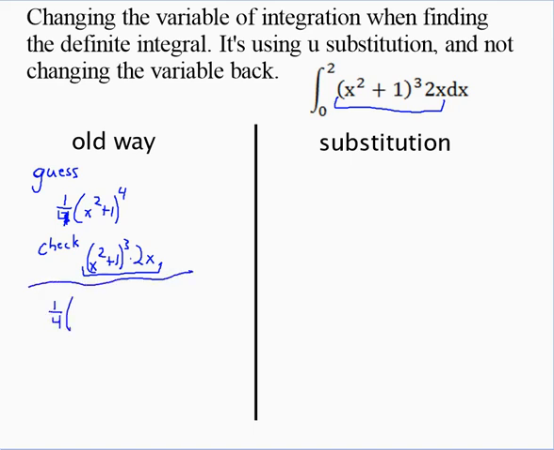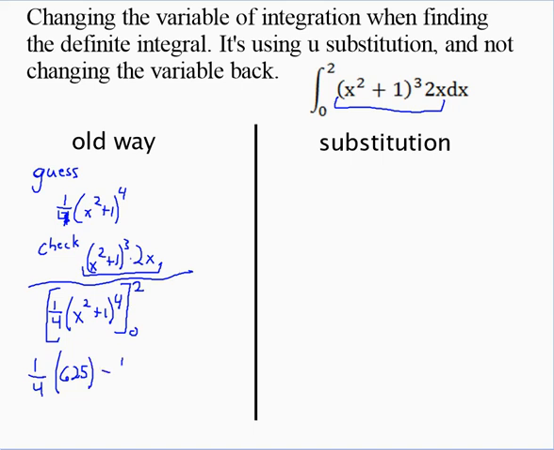So now I'm going to do the definite integral. I know it's x squared plus 1 to the 4th. And this is going to be evaluated from 0 to 2 because that was the interval there. So we put in 2. So we have a 1/4. Put in 2. Get 2 squared is 4. Plus 1 is 5. 5 to the 4th power is 625.